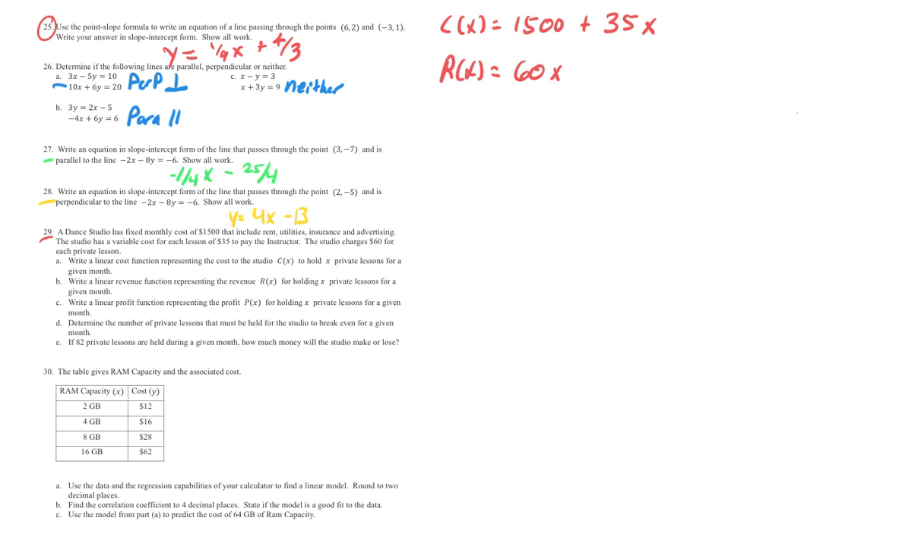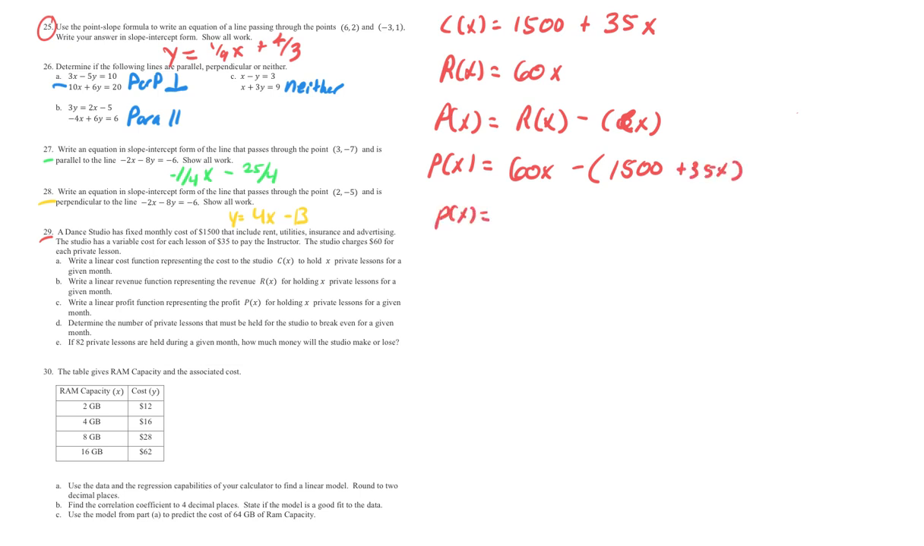Write a linear profit function, P of x, for holding x private lessons per a given month. So P of x will equal the revenue minus the costs. In this case, our R of x minus our C of x. So 60x minus 1,500 plus 35x, distribute the negative sign, and we'll get P of x is equal to 25x minus 1,500.